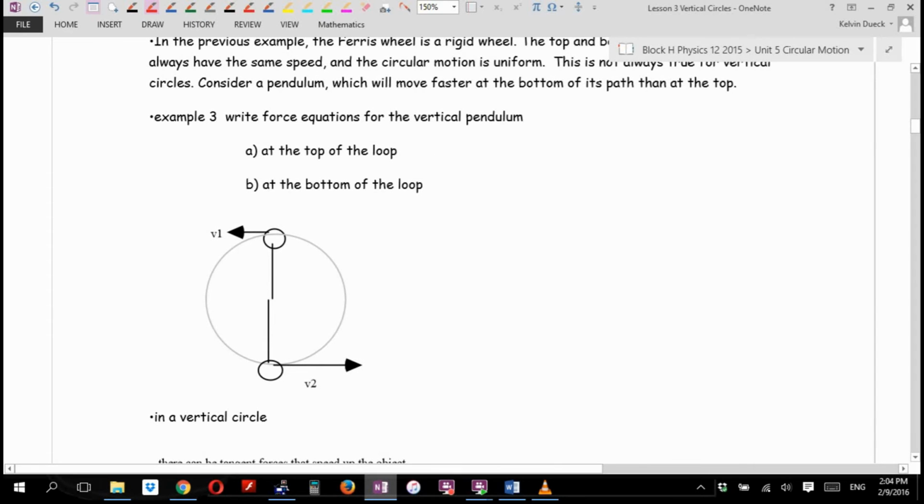It says, consider a pendulum which will move faster at the bottom than at the top, like I just showed you. Write the force equations at the top. Okay, there's my picture. What are the forces acting on it? Get the obvious one. Gravity.